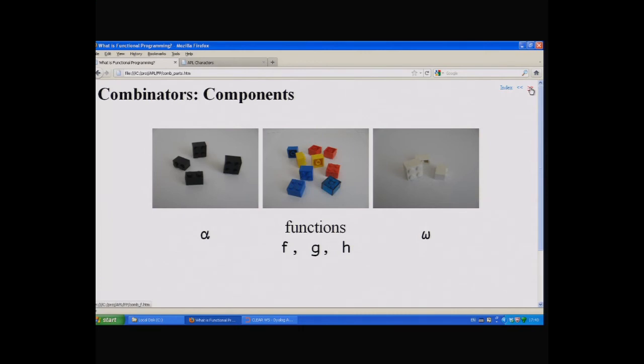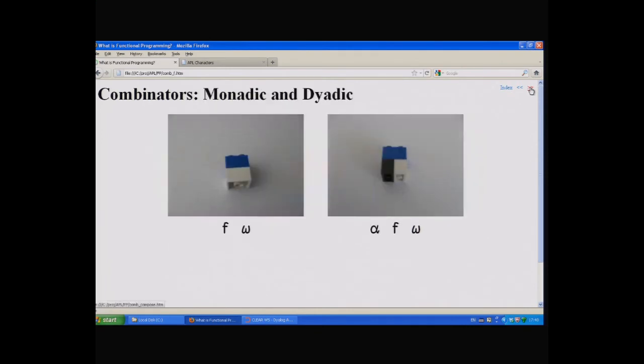So black bricks would be the left argument. The colored bricks would be functions. And the white bricks would be the right argument. So alpha is the left argument, and omega is the right argument. So when you have one brick going into another brick, then it's the monadic application of the brick or the function. And when you have two bricks going into one, then it's the dyadic application of the function.